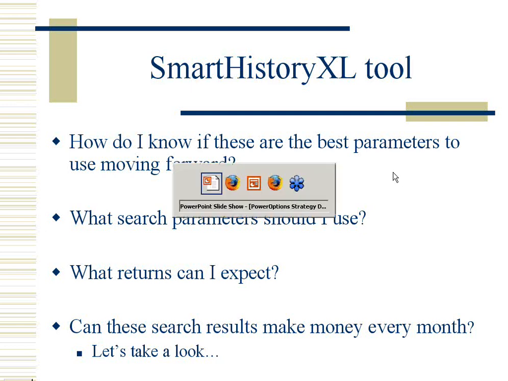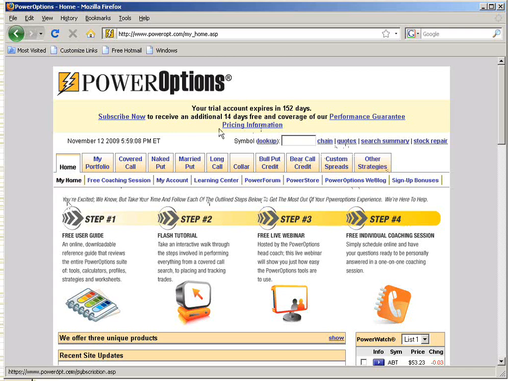Okay, so let's go ahead and navigate over to PowerOptions. And here, of course, we're looking at the main PowerOptions tools menu. And we have our various strategies here arranged by tab.